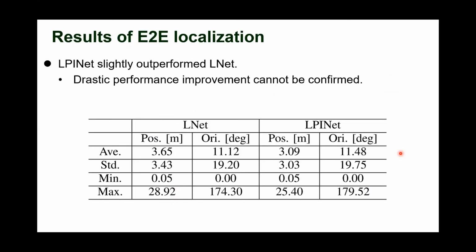This table shows the test results of both networks. LPINet slightly outperforms the ARPANET. However, drastic performance improvement cannot be confirmed. The investigation with the end-to-end localization also shows that it is difficult to improve the localization accuracy by the persistent homology.